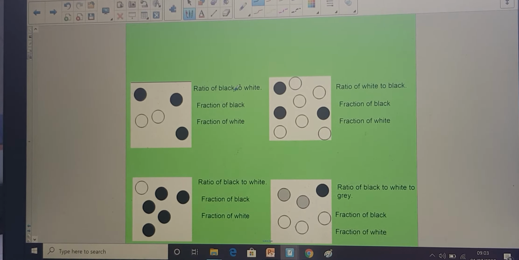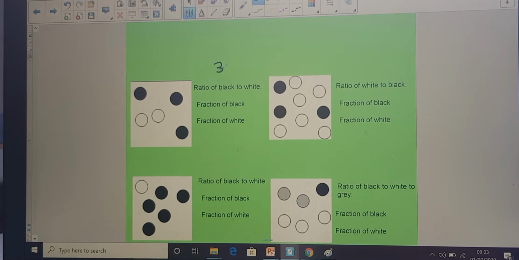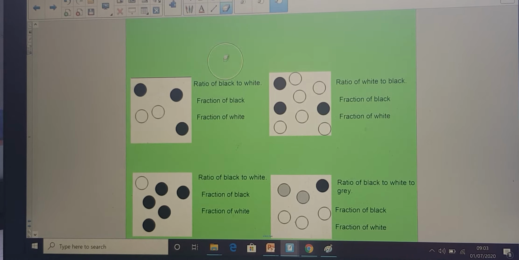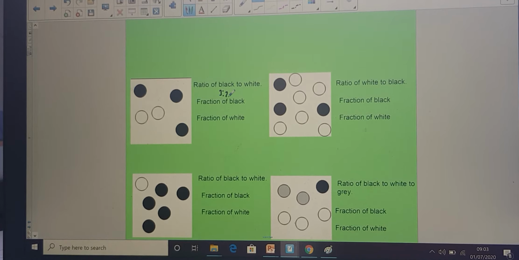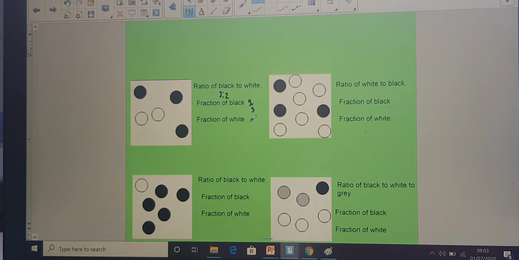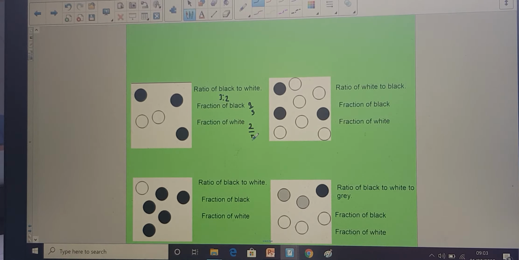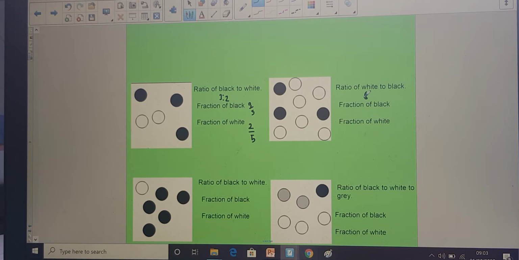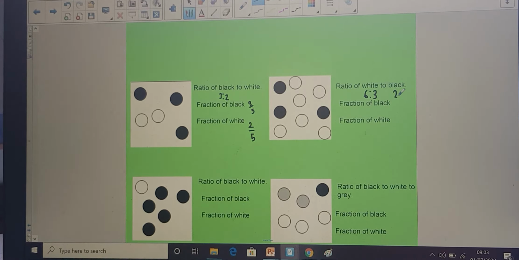Unpause. Right, ratio of black to white is 3. Remember, the order is important, 3 to 2. In fact, why don't I put that down there? 3 to 2. The fraction of black is 3 over 5. The fraction of white is 2 over 5. The ratio of white to black, there are 1, 2, 3, 4, 5, 6 white to every 3 black, which is equivalent, because that can be simplified, to 2 to 1.